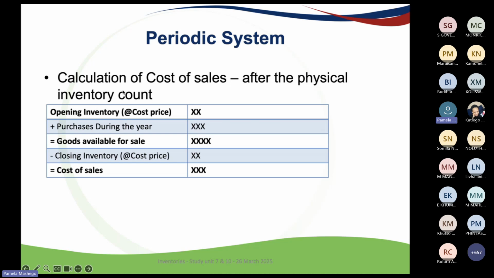The calculation of cost of sales is done after you have done the physical inventory count. You'll take your opening inventory, which is any stock that was not sold in the previous year, plus purchases. In the current year, maybe you bought more stock, so you add the purchases, which then will give you the goods available for sale, or inventory available for sale. Then after you did your physical inventory count, you'll know what is left in your inventory. Then you minus your closing inventory at cost, and then you get your cost of sales. So let me go back to the previous slide.